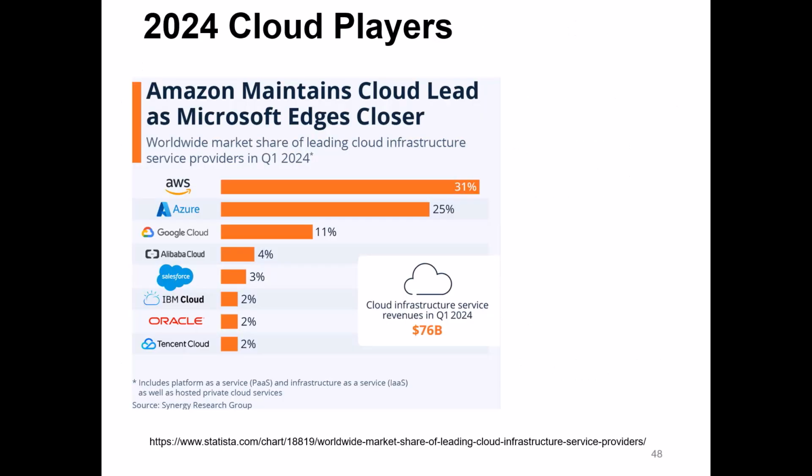So for 2024, Synergy Research Group published the results of a survey. This is based on Q1 2024. And they're just showing what percentage of the cloud environment the various vendors have. So as you can see, AWS and Azure are really the top two, with several other cloud vendors filling in the rest of the table. And the thing that was really interesting was that cloud infrastructure service revenues just for the first quarter of 2024 was $76 billion. So this is an environment that is not going to be going away anytime soon.